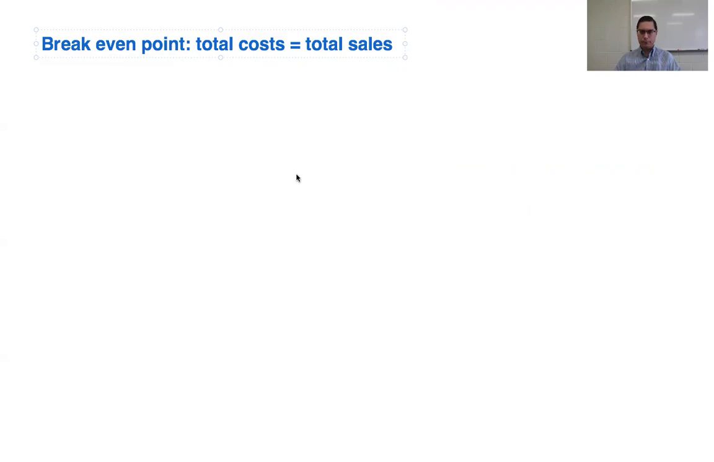The basic concept of the break-even point is that this is the point when a business's costs equal its sales. So total costs equals total sales.